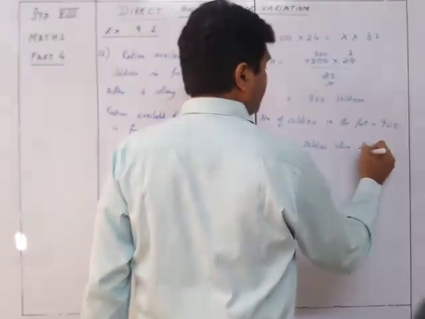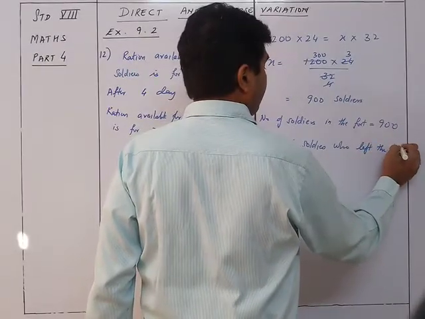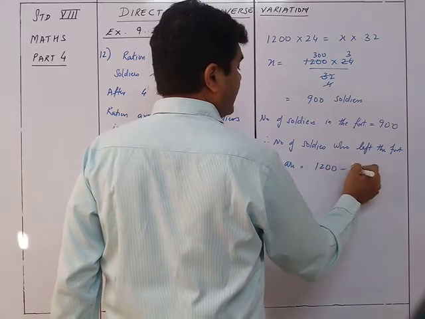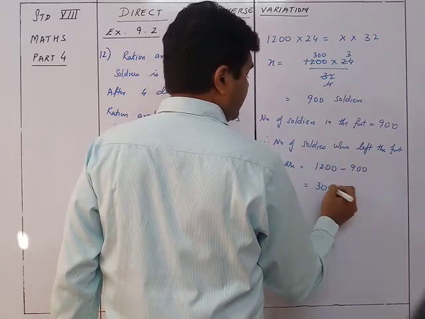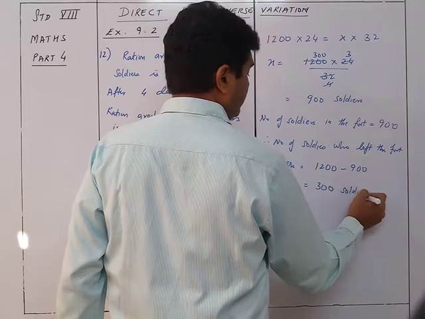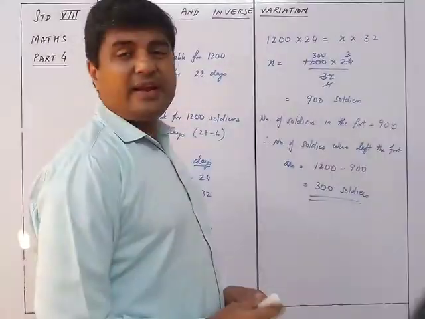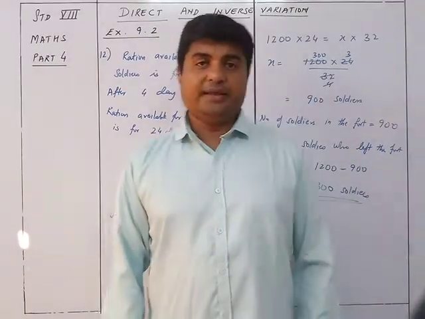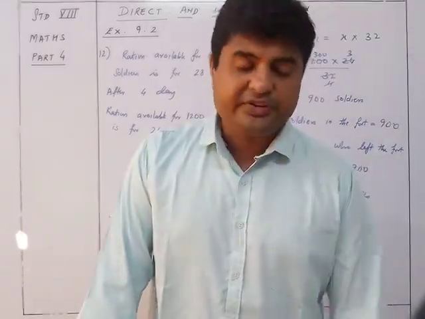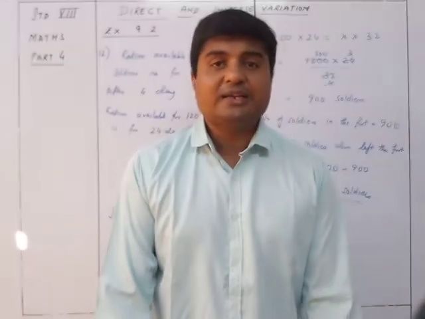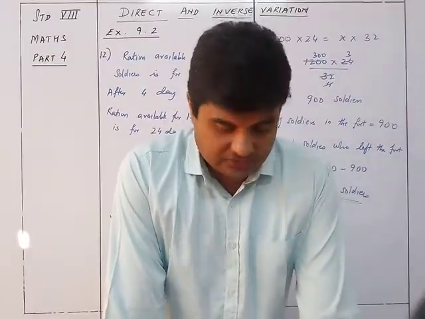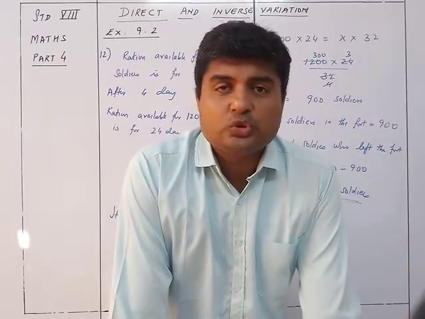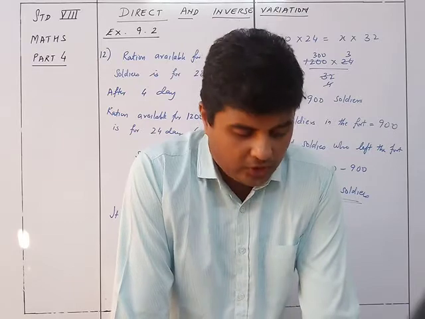Therefore, how many soldiers left the fort? Who left the fort? 1200 minus 900 is equal to 300 soldiers. So that means 300 soldiers were asked to move to some other fort, and that's why the food, which was sufficient for just 24 days, lasted for 32 days. So this is your sum number 12, and this brings us to the end of the exercise 9.2.